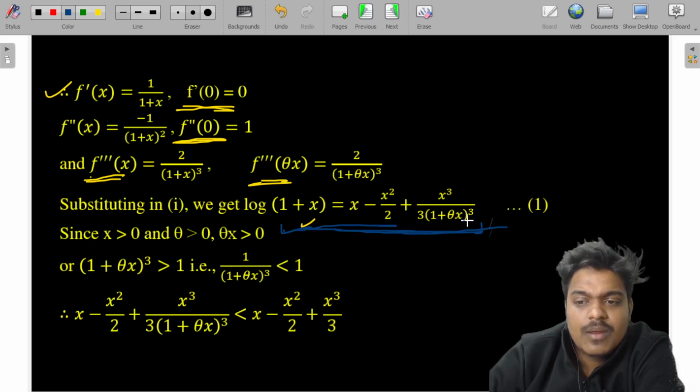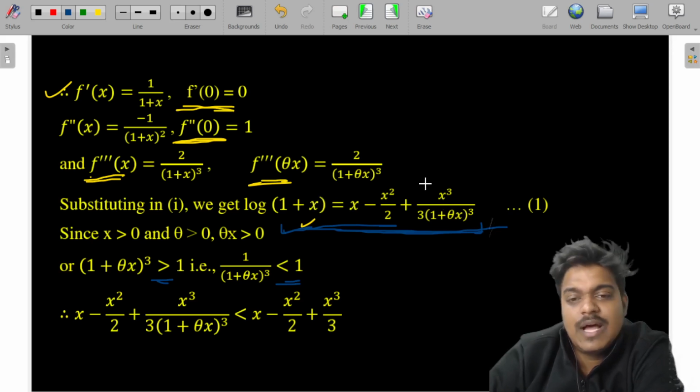Now, you understand this thing that 1 plus theta x the whole cube is greater than 1. That is 1 upon theta x the whole cube is less than 1. Okay. And when you try to solve, you know that this value will be greater than 0 and this value is less than 1. So you shift all the values to the right and you get the answer.